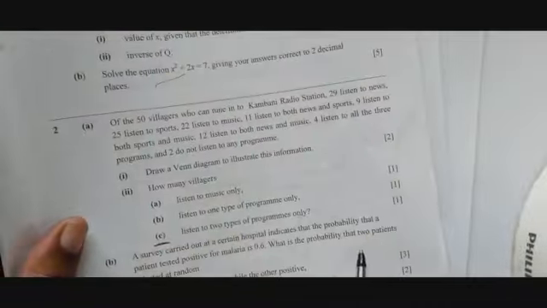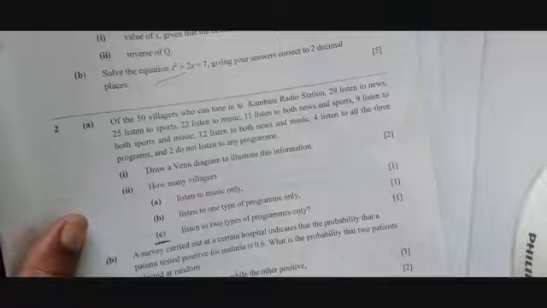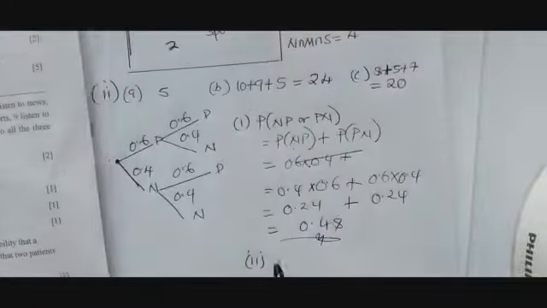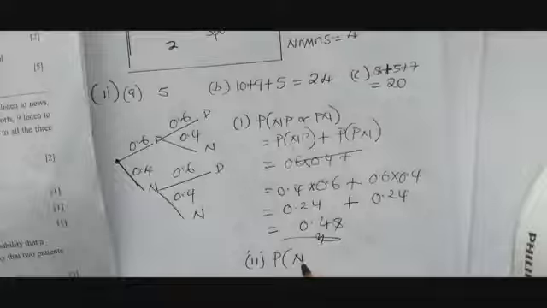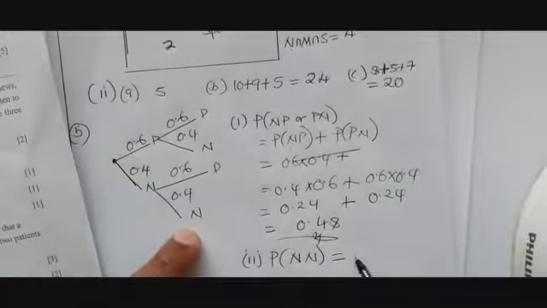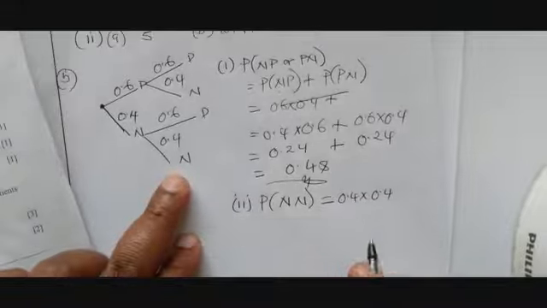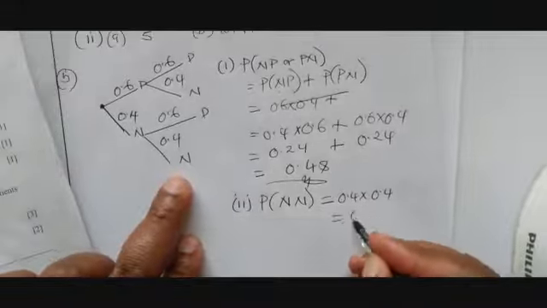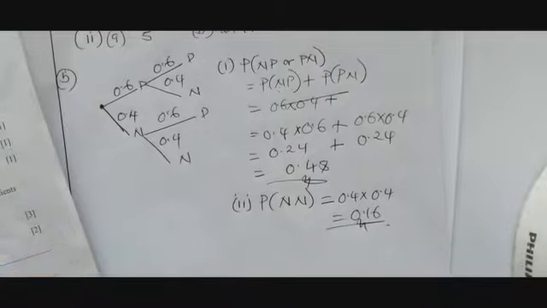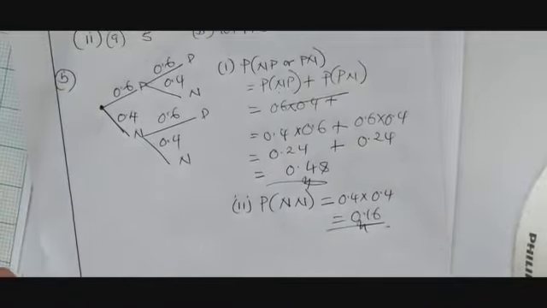Now, we find the probability that both patients tested negative. That's the probability that you have negative here and negative there. 0.4 by 0.4. Okay, what do we get? When you multiply, you have 0.16. That is your probability, and you are done with the second question.